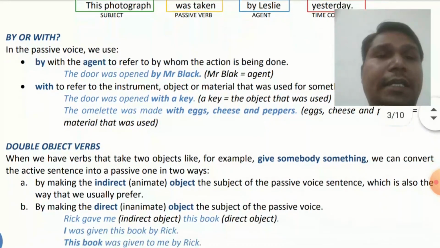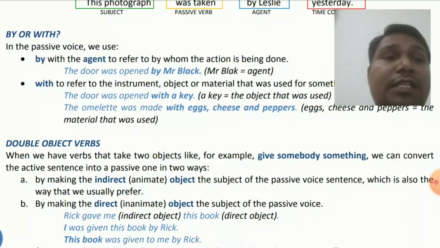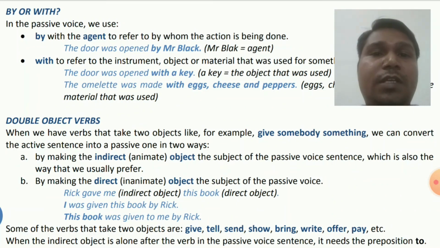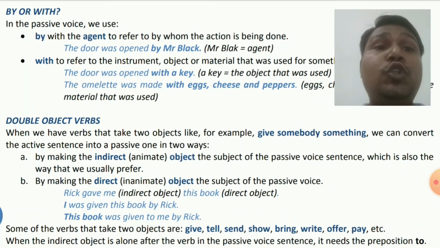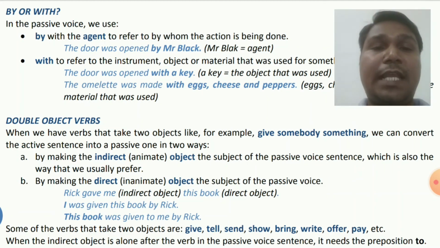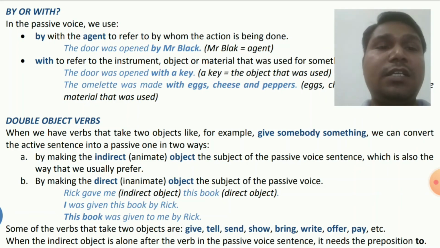Now let's see ahead. Double object verbs. If in the same sentence double objects are given, then how to do the passive? When we have verbs that take two objects, like for example give somebody something, we can convert the active sentence into a passive one in two ways. Let's see an example. By making the indirect object the subject of the passive voice sentence, which is also the way that we usually prefer. Or the second one is by making the direct object the subject of the passive voice. Example is given here.